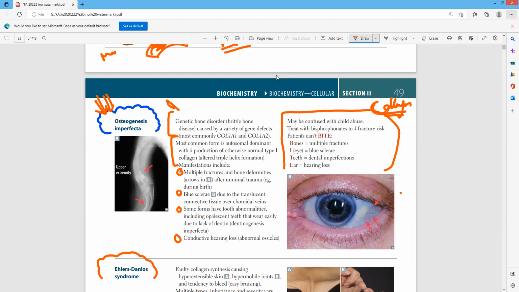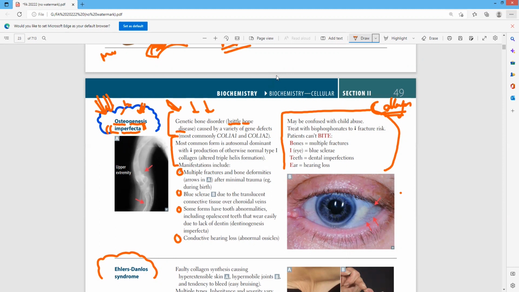This is a genetic bone disorder, which is called brittle bone disease. Why? Osteo means bone, genesis means formation, and imperfecta means it is not as perfect or proper as it should be. So it's the disease called Osteogenesis Imperfecta. You have the genetic bone disorder.